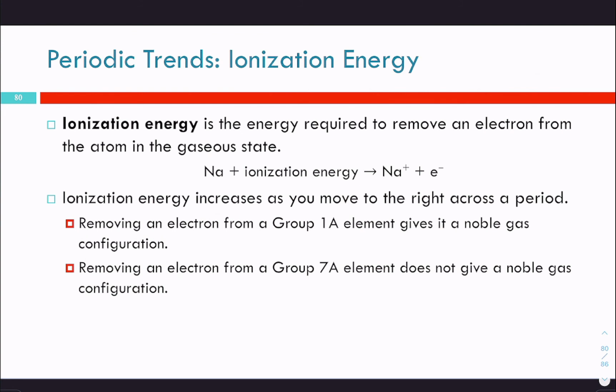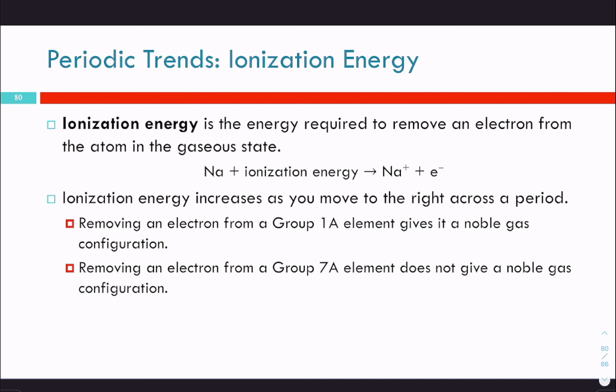There's just 6 more slides, and it's more periodic trends like this. So another periodic trend we have is ionization energy. That's the amount of energy it takes to remove an electron from an atom in the gaseous state. So sodium plus some amount of ionization energy removes an electron. Ionization energy increases as you move to the right. It's harder to take away an electron as you move to the right across the periodic table.